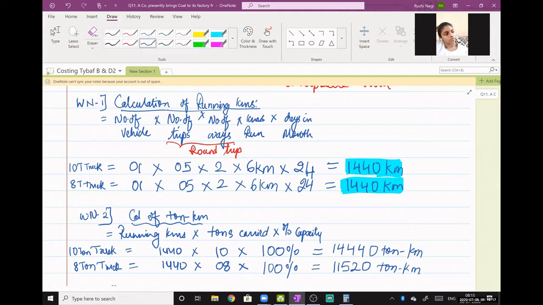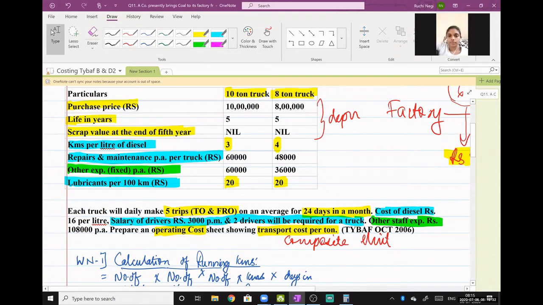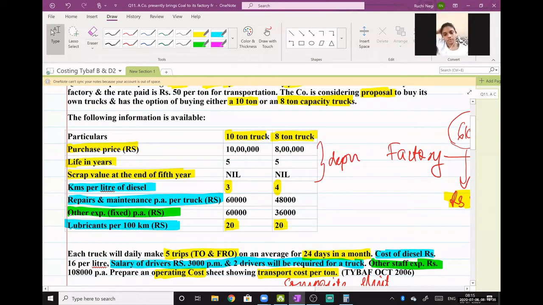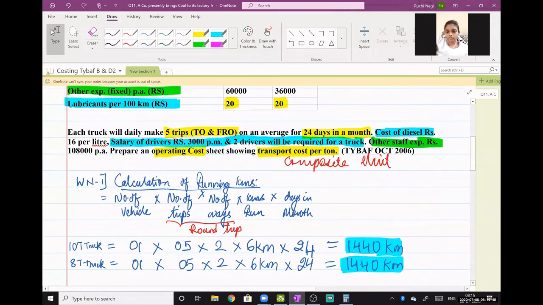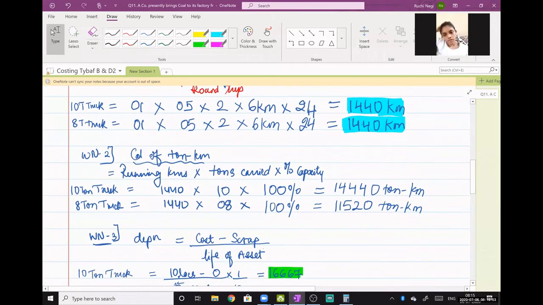The important part of the question: I'm doing the working notes for you all. You just have to prepare the operating cost sheet and calculate cost per ton kilometer. These two working notes are a part of the question. I will also help you all in calculating depreciation and the cost of diesel. Clear, everyone? So working note number 1, working note number 2, and working note number 3.